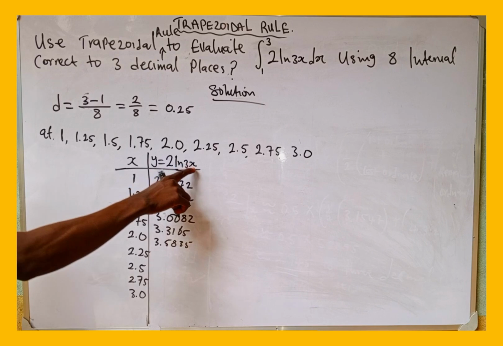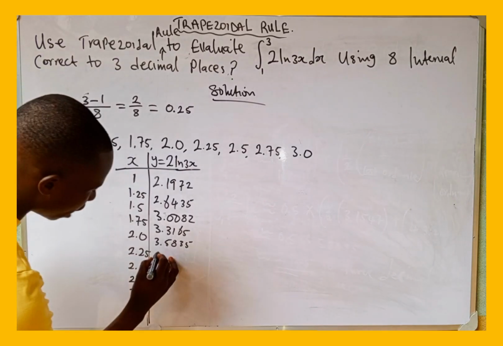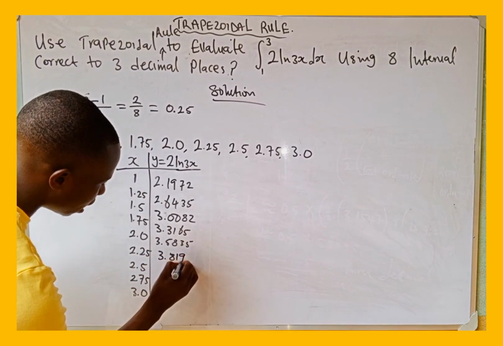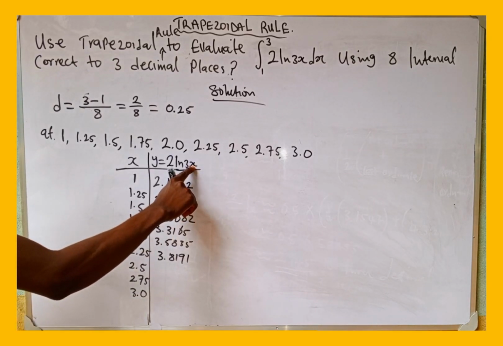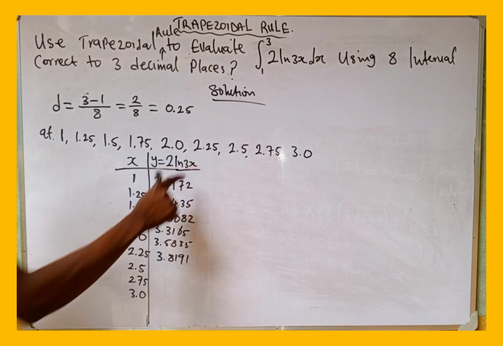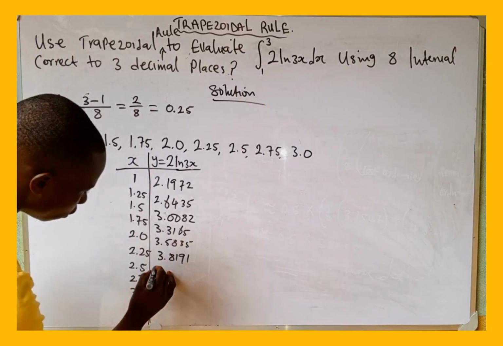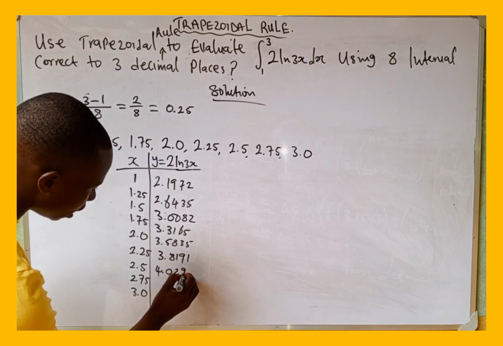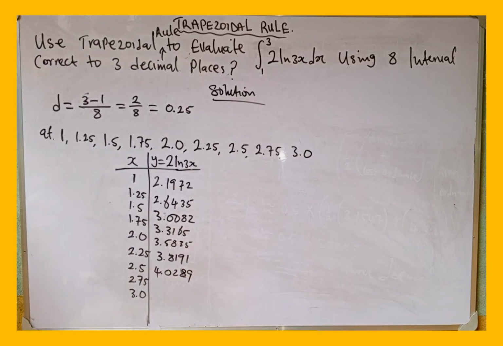Plug in and replace this x. Then press 2 ln x, press equal to, we're going to have what? 3.8191. So the next one is 2.5. Plug in 2.5 here, then press 2 ln answer is going to give us what? 4.0289. So the next one is 2.75.